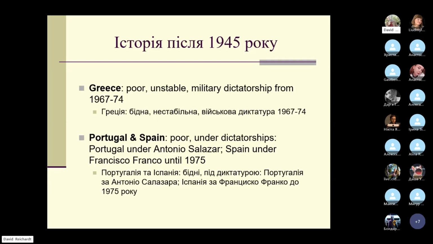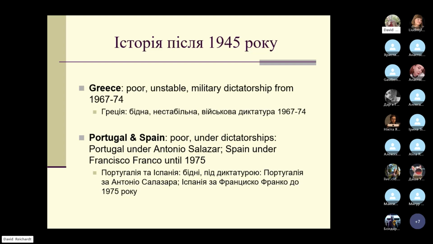Greece, poor, unstable. They had a military dictatorship from 1967 to 74. Portugal and Spain, poor, dictatorship. Portugal was under Antonio Salazar, and Spain was under Francisco Franco until 1975.